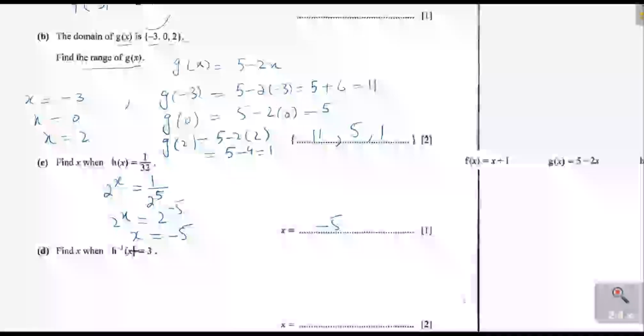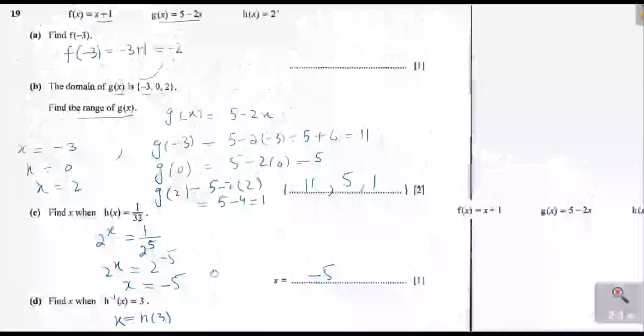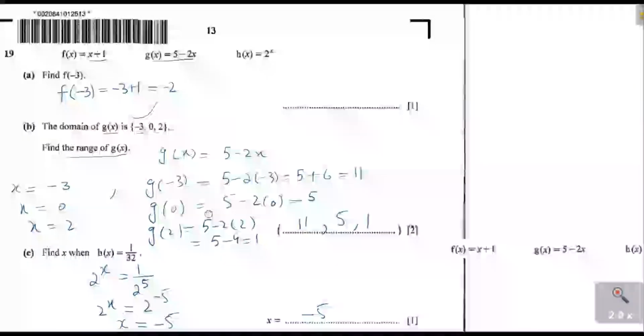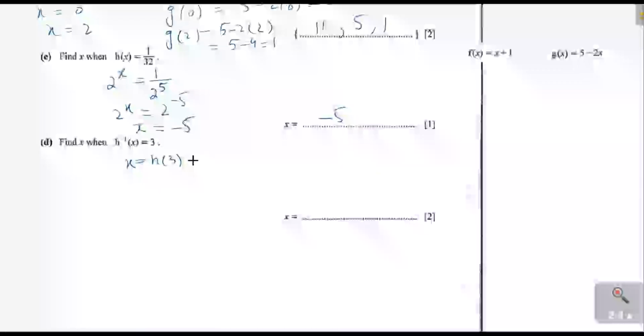Next part, h inverse of x equal to 3. We can write this as h of 3 equal to x. Here the h of x is 2 power x. We can write this h of x is 2 power x, and h of 3 will be equal to 2 power 3.